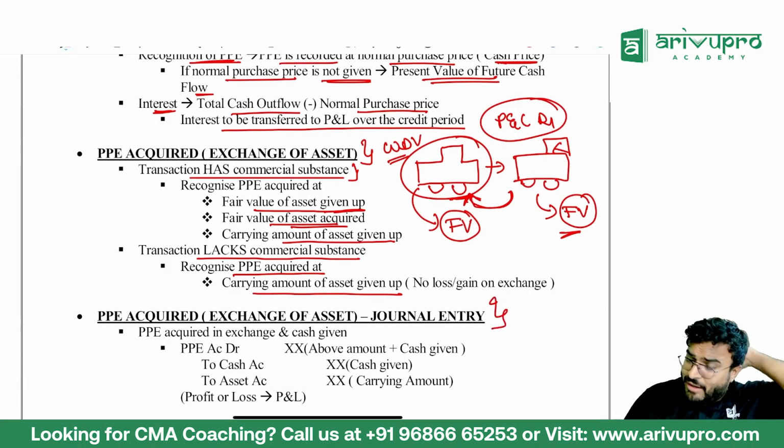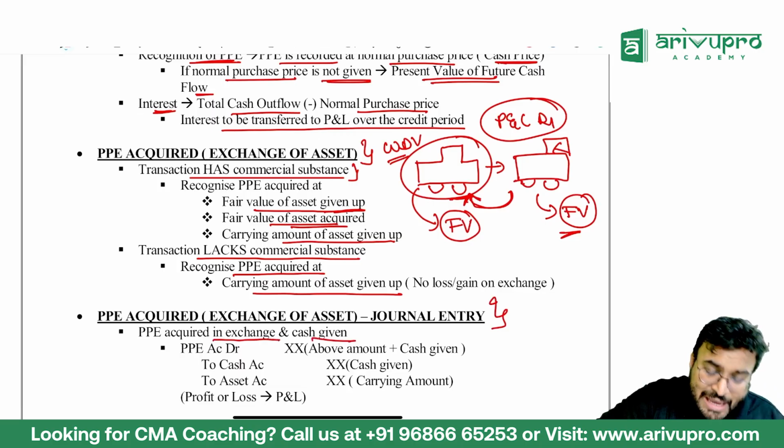Next, PPE acquired in exchange of asset. You have to pass a journal entry. Now, PPE acquired in exchange and cash is given.